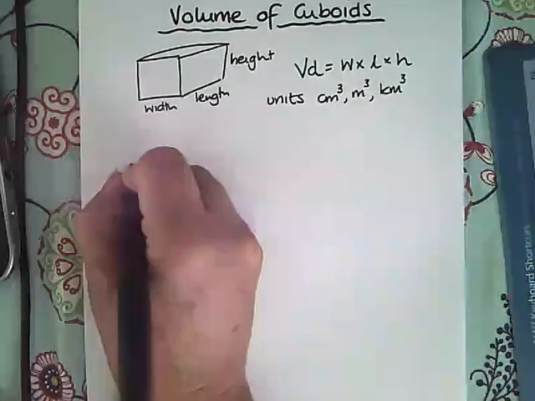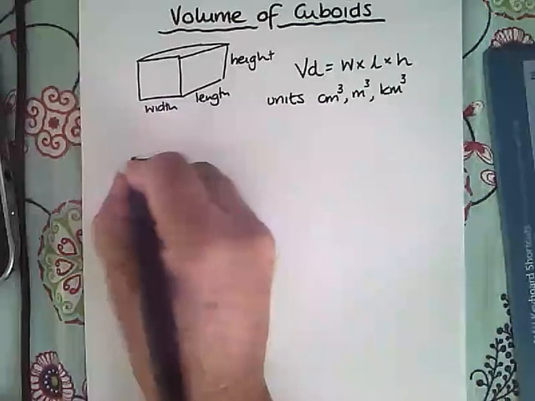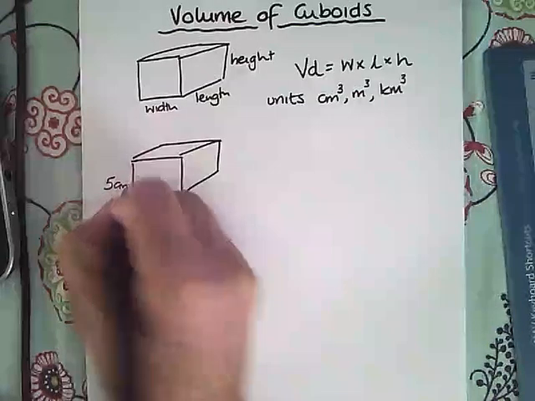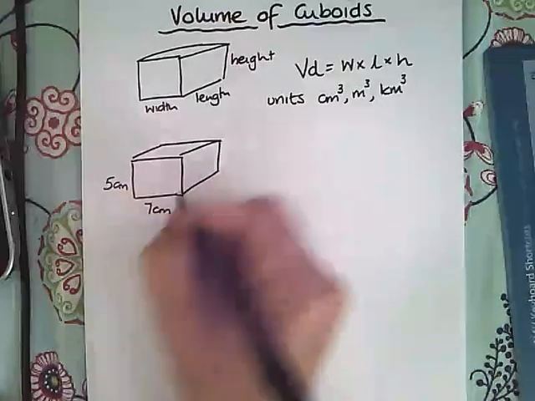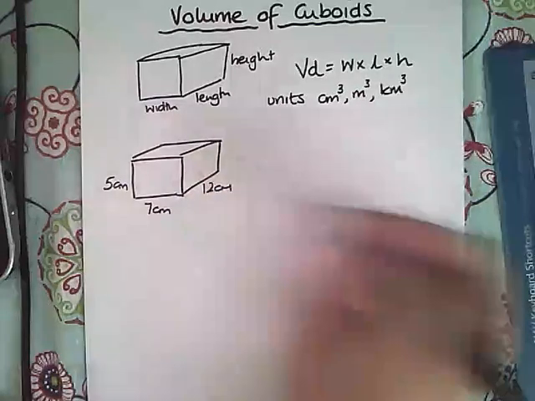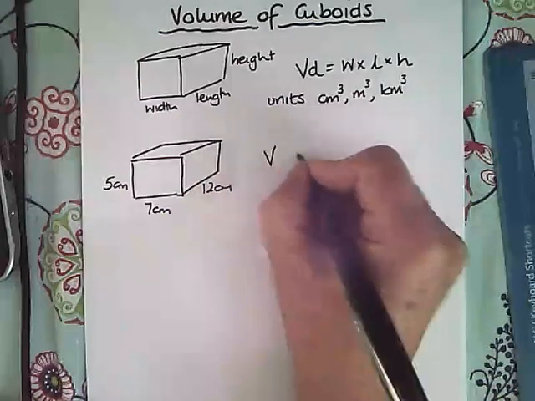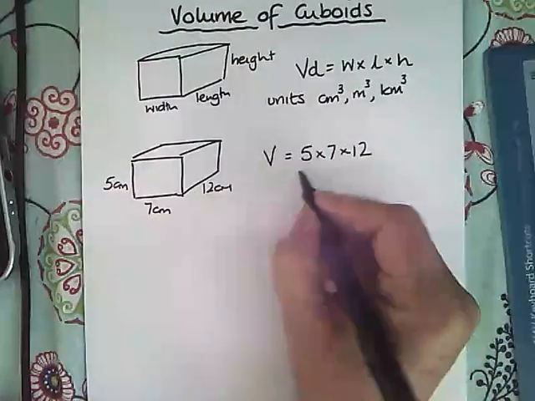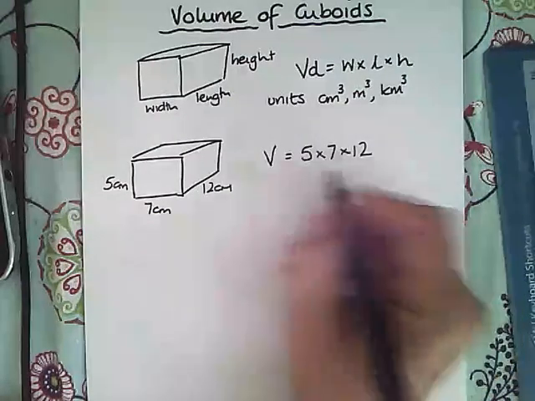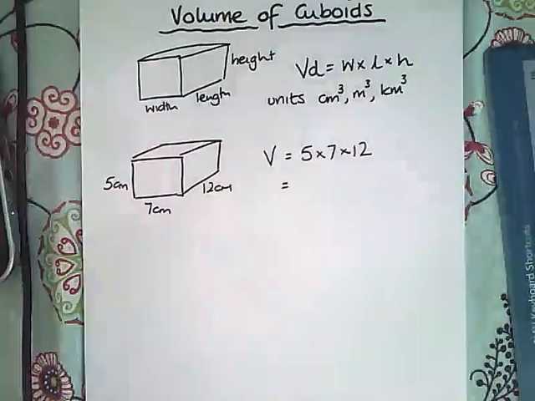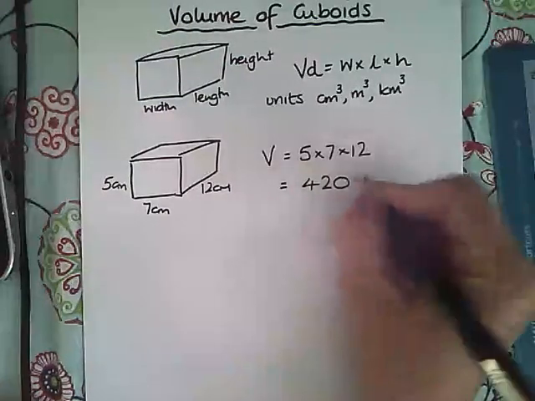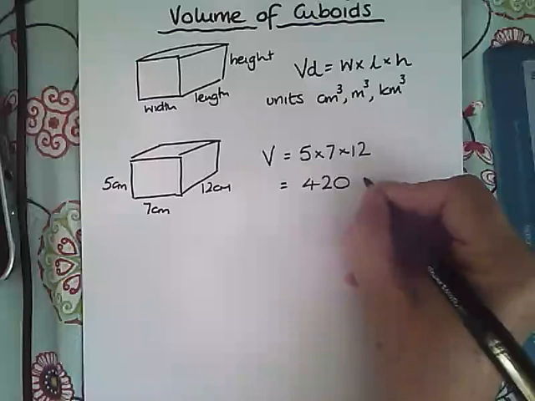So let's do an example. If we have a cuboid that looks like this, 5 centimetres, 7 centimetres, and 12 centimetres, we would write down that the volume is equal to 5 times 7 times 12. We need to write this stage down because it shows we know what we're talking about. Do that calculation on our calculator. 5 times 7 times 12. That comes to 420 centimetres cubed.